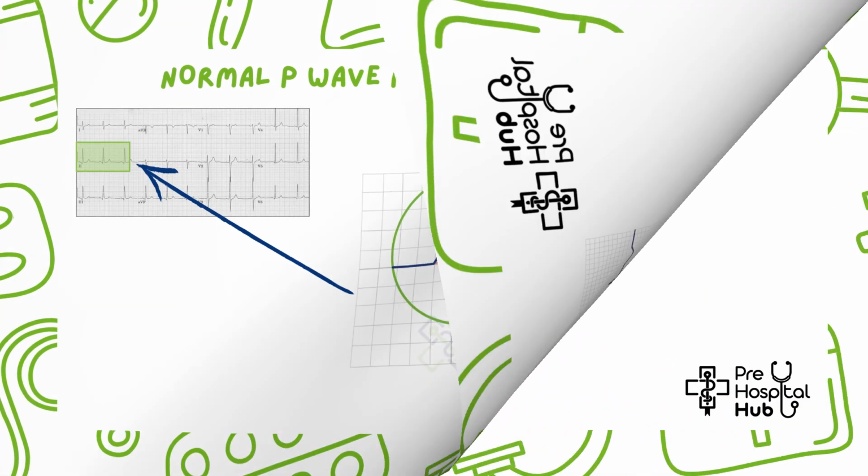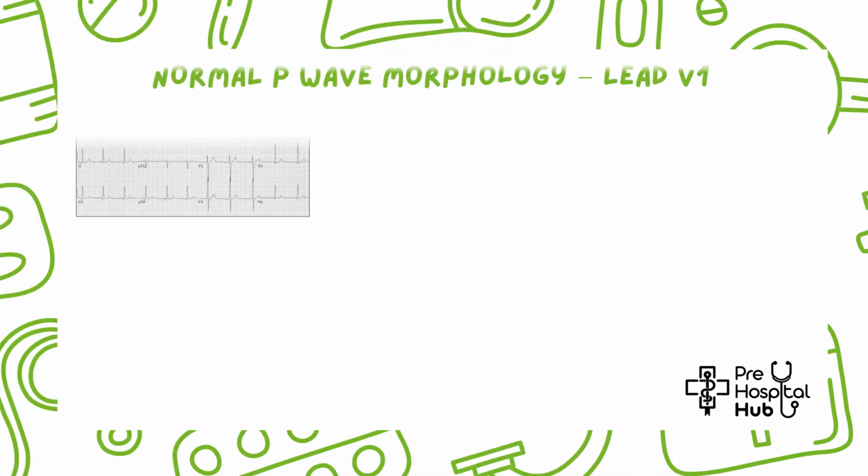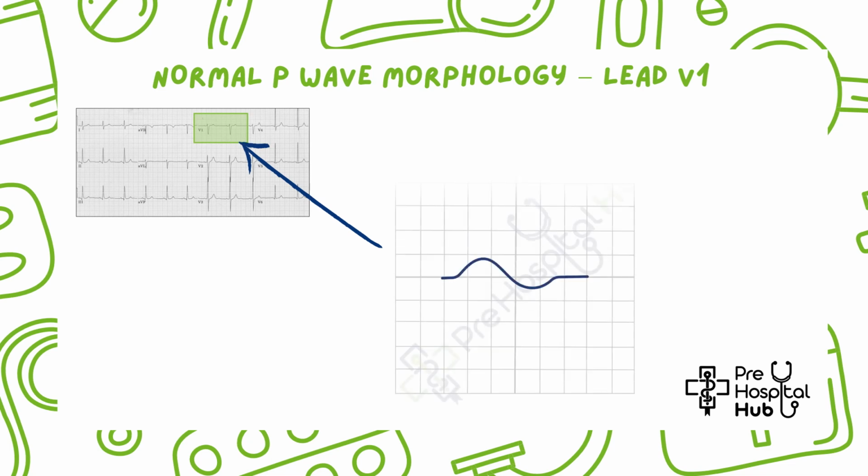When looking at a normal P wave morphology in lead V1, this is described as biphasic, and this means it has both a positive and negative deflection phase. The view from V1 shows the right and left atrial deflections, but in opposite directions, so this produces a biphasic wave. The positive deflection indicates right atrial depolarization, or right atrial contraction, and the negative shows the left atrium depolarizing or contracting.